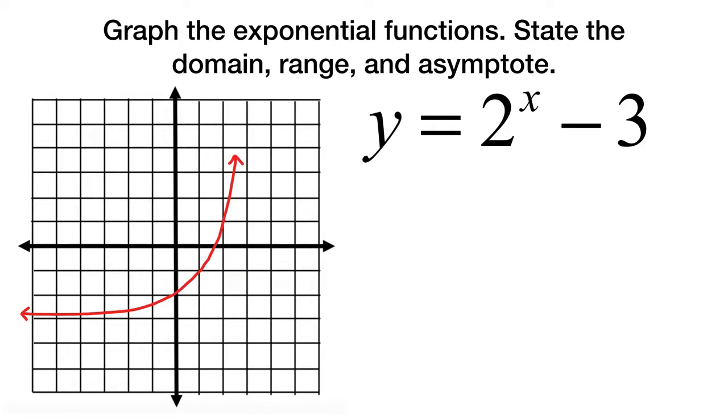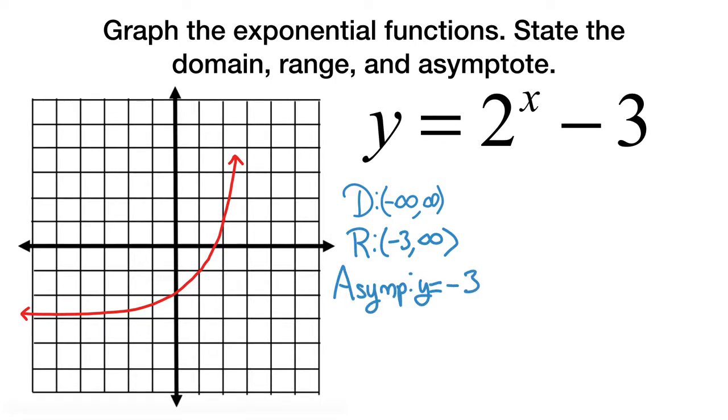So what you would do, if you're looking at the notes that I've given all of my students, you would take the y values on the one right above it, y equals 2 to the x, and just subtract 3 from every y value. Our domain would stay the same because left to right it's no different, but now our range is no longer 0 to infinity, it's now negative 3 to infinity, which means our asymptote is y equals negative 3.